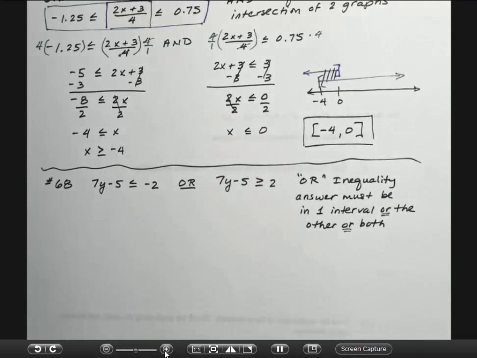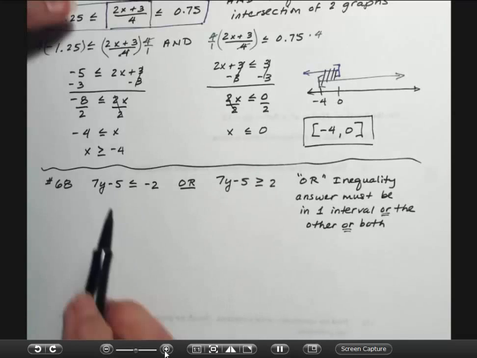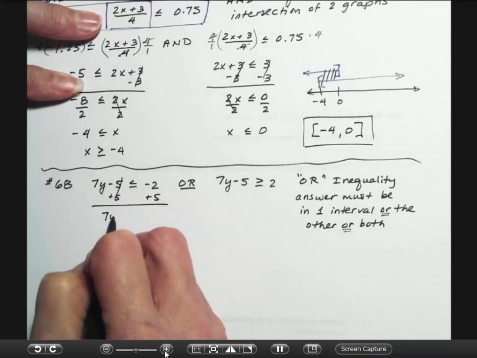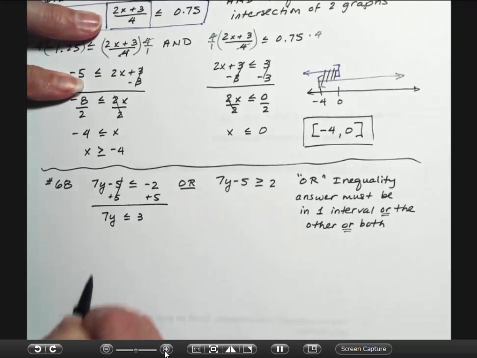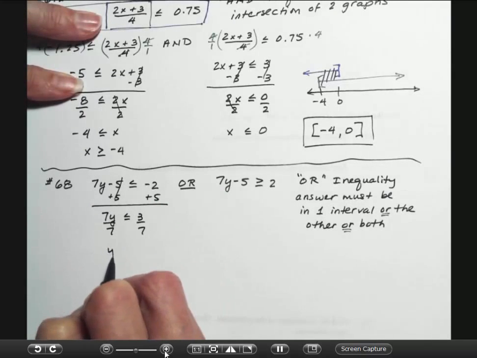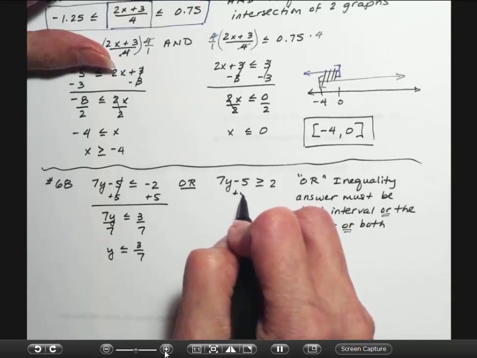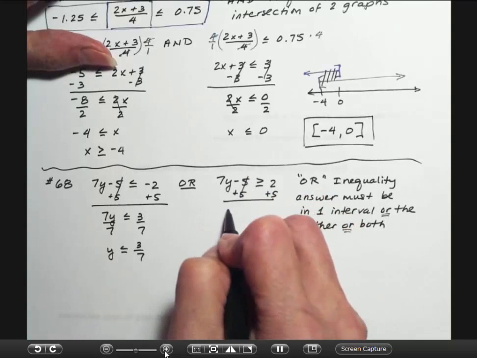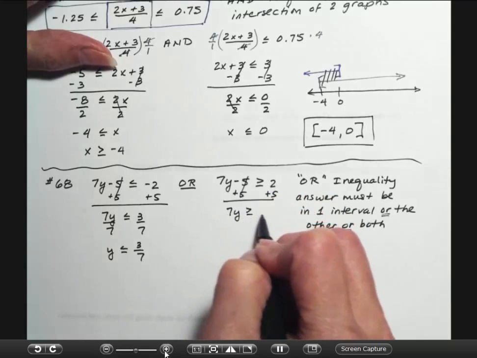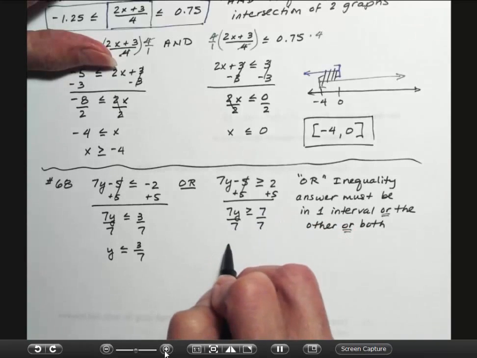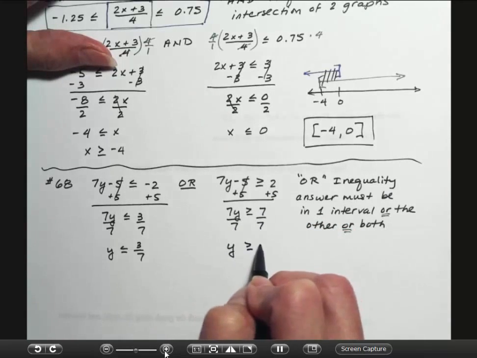So I'm going to go ahead and solve these two inequalities. I'm going to add 5 to both sides here, and I end up with 7y is less than or equal to 3. Then I'm going to divide by 7. y is less than or equal to 3/7. Then I'm going to solve this one the same way. I'm going to add 5 to both sides. I end up with 7y is greater than or equal to 7. I'm going to divide by 7. y is going to be greater than or equal to 1.